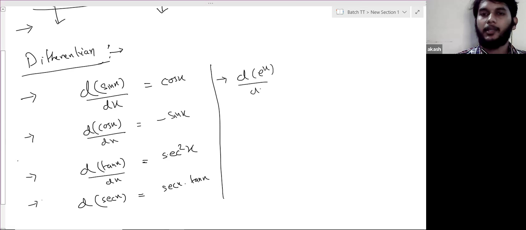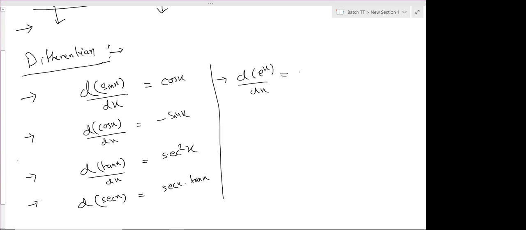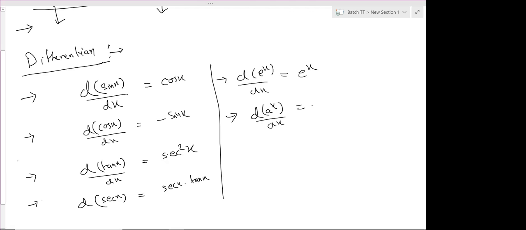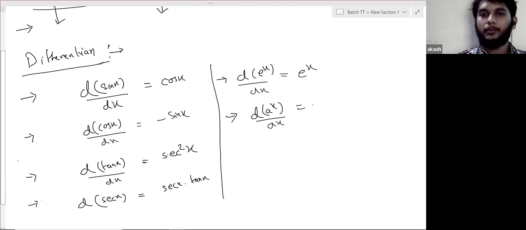Differentiation of e raised to the power x. It's e raised to the power x. Absolutely right. Differentiation of a raised to the power x. A is any constant. x a raised to x minus 1. No. That is a different formula.